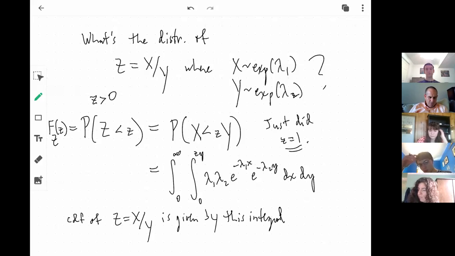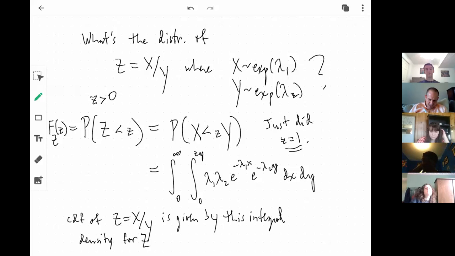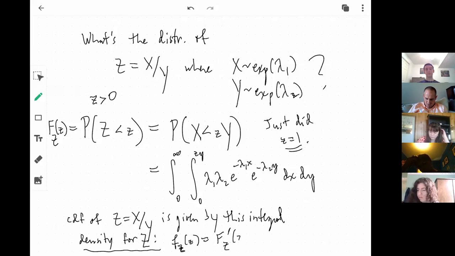So how would I get the density? The density for capital Z, how would I get it from the CDF? You just take the derivative. F capital Z of little z, that would just be the derivative. Is it clear how you would proceed to do that integral in a way similar to what we just did, Emma, right?